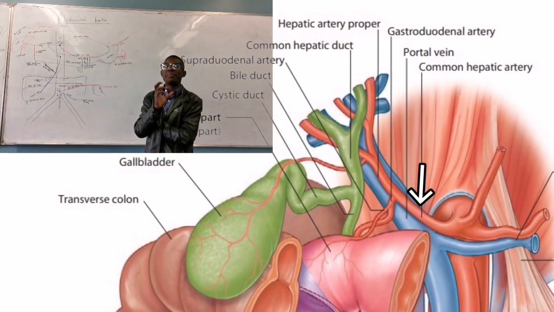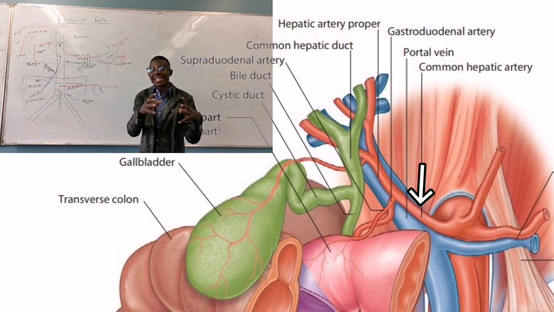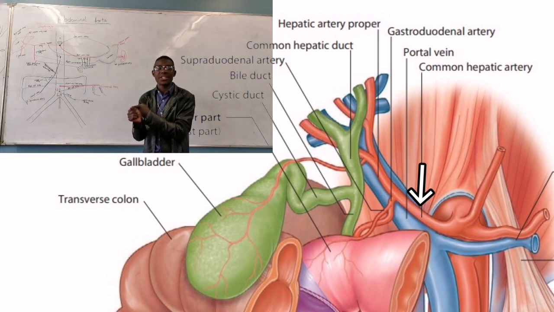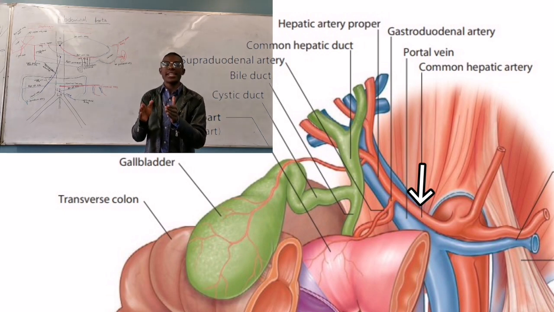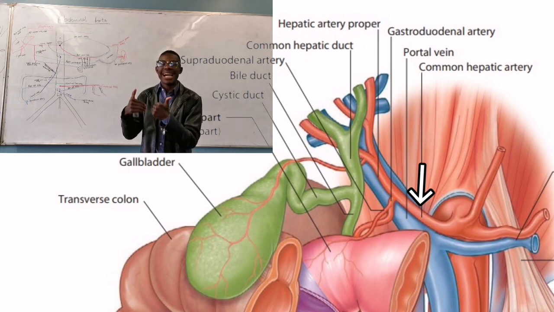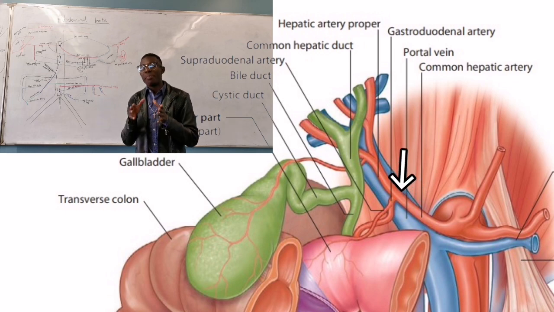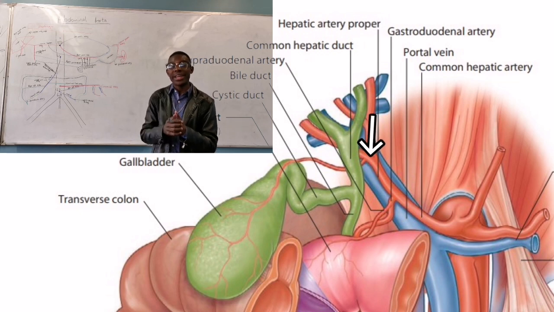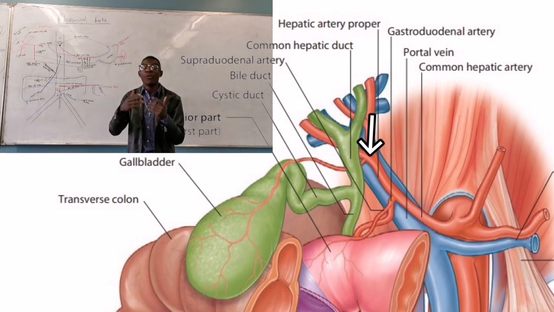So the common hepatic artery, when it gives off the right gastric artery and the gastroduodenal artery, is going to continue as the hepatic artery proper. The hepatic artery proper is going to enter the hepatoduodenal ligament, that is the anterior border of the epiploic foramen of Winslow.